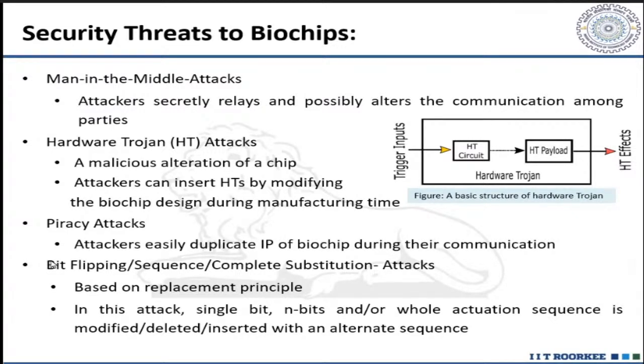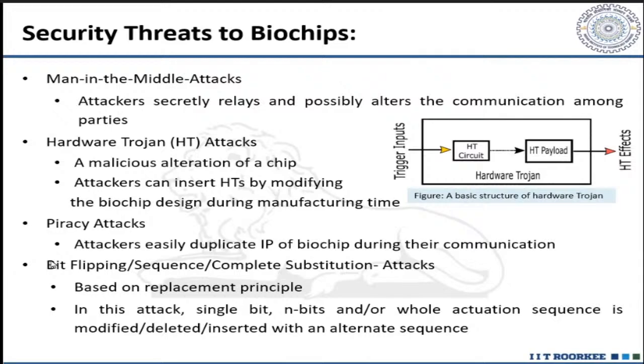Okay, so there are a lot of different security threats possible in biochips. One is the man-in-the-middle attack. The attackers secretly relay and possibly alter the communication among the parties. So there is a communication, and a man-in-the-middle attack may happen during the communication among the designer, the foundry and the tester. So there are different partners involved in this whole process, as it is a cyber-physical system designed by the computer.